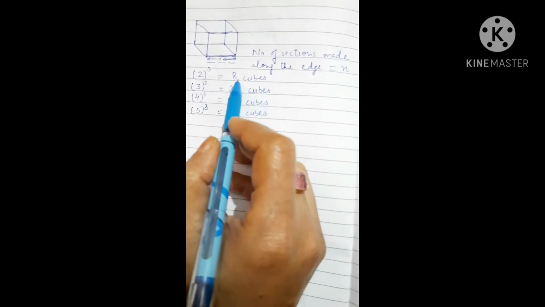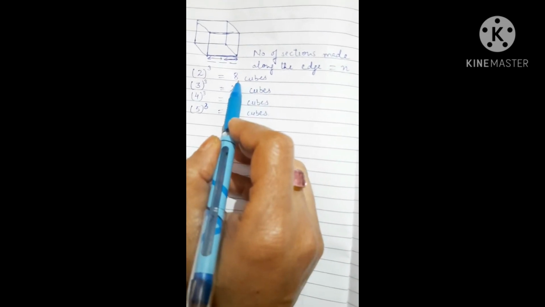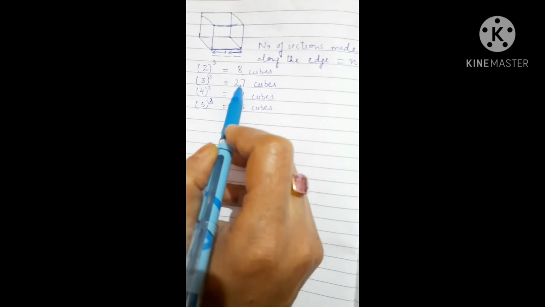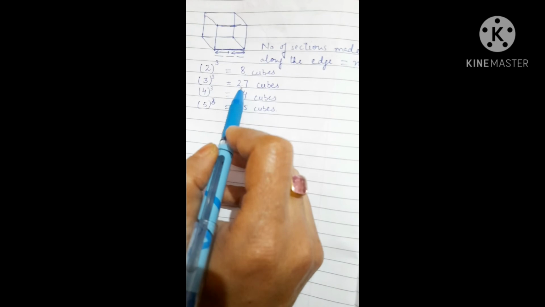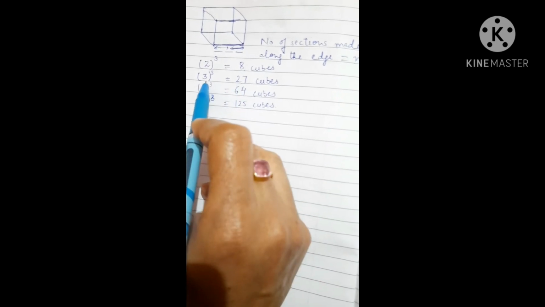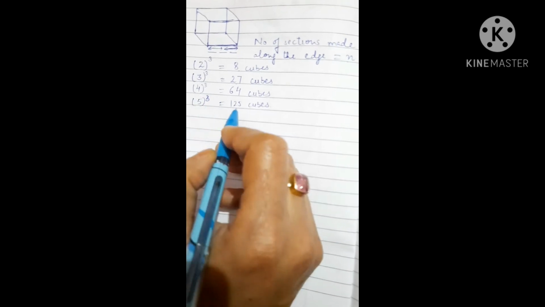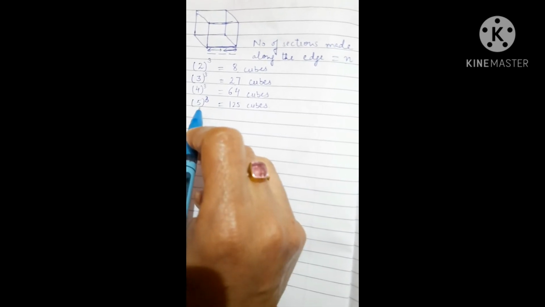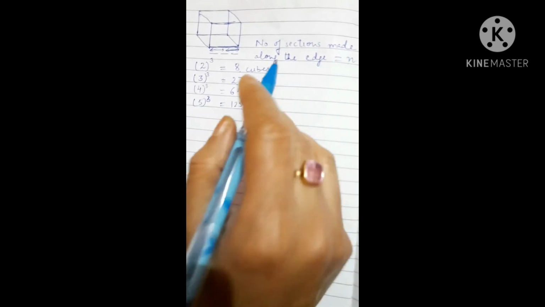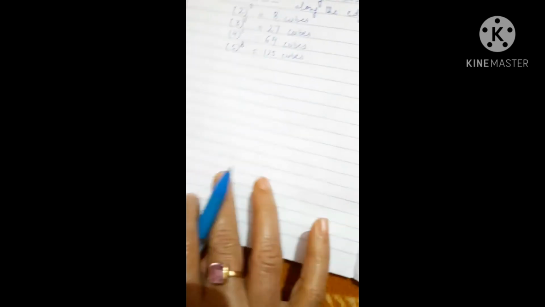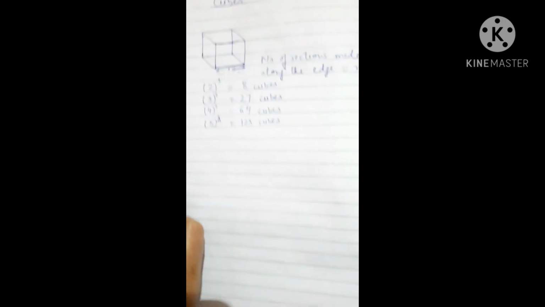So if 8 cubes are cut from a larger cube, then we know that our N is 2. If 27 cubes are cut, then we know that our N is 3. If 64 cubes are cut, N is 4. And if 125 cubes are cut, N is 5. Now it is becoming very easy for you to find the number of cubes with 3 surfaces painted.